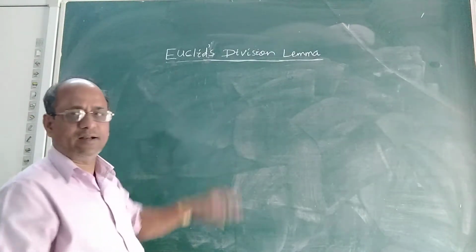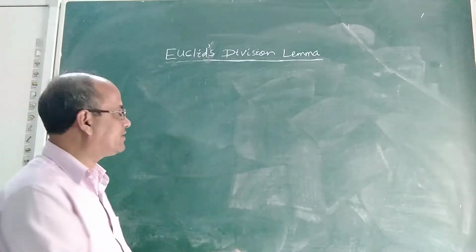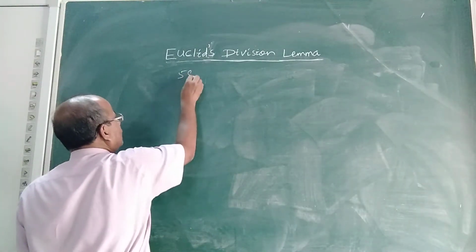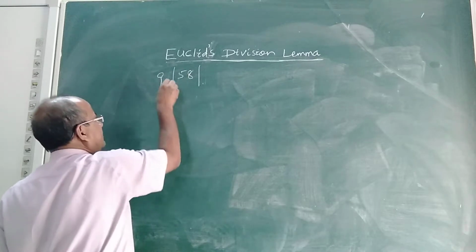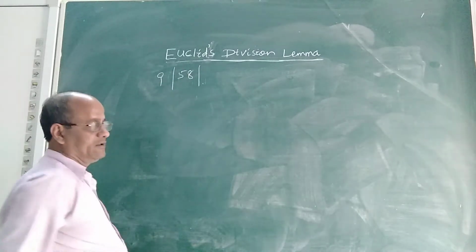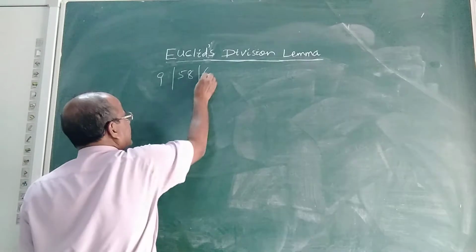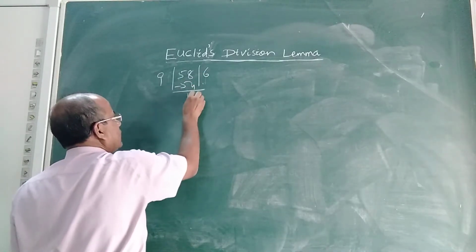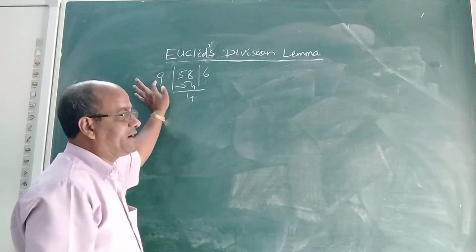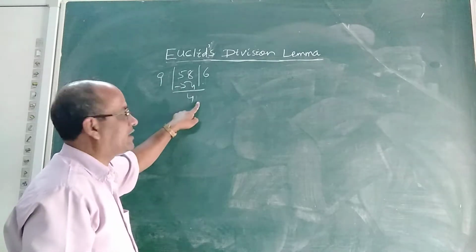To understand, let me give you a simple example. Suppose you are given two numbers, 58 and 9. You are asked to divide 58 by 9. You can easily do the division. The quotient is 6 and the remainder will be 4. So on dividing 58 by 9, we got quotient 6 and remainder 4.